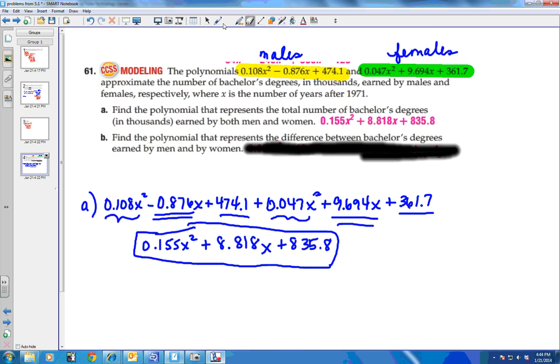Okay, so part B says, find the polynomial that represents the difference between bachelor's degrees earned by men and women. So this time I'm just going to subtract the two. So it's the exact same problem. So I'm going to write this first polynomial down. But this time I'm subtracting this entire polynomial.